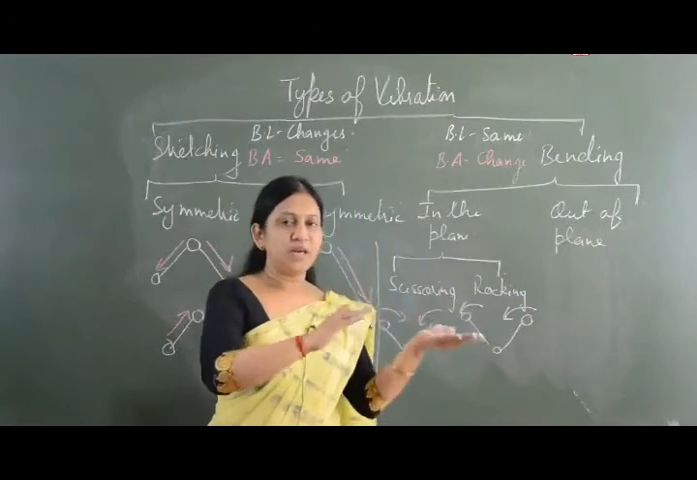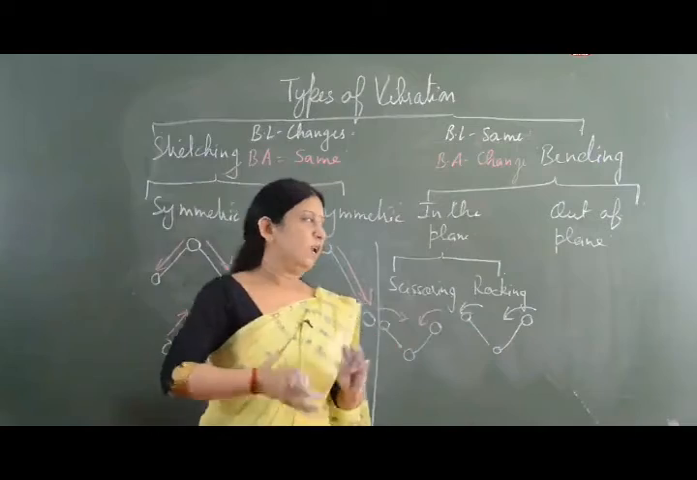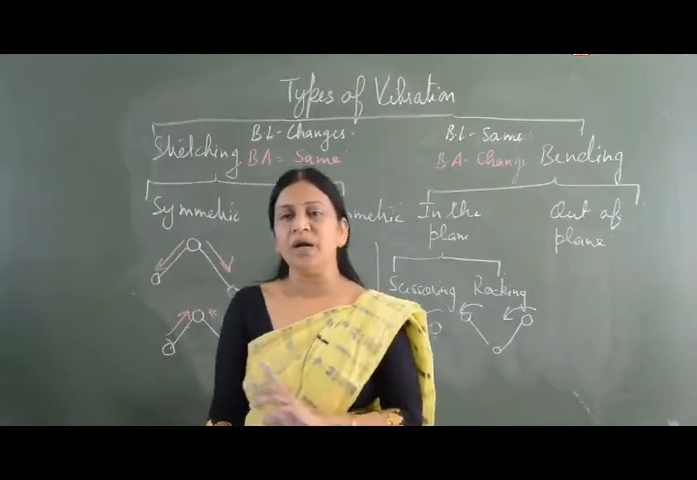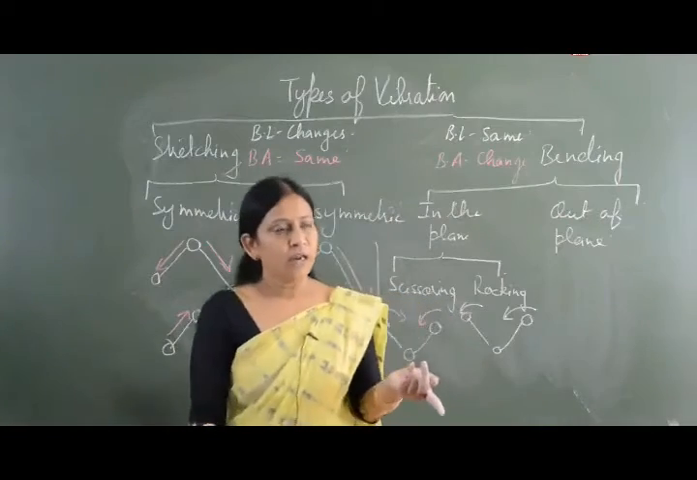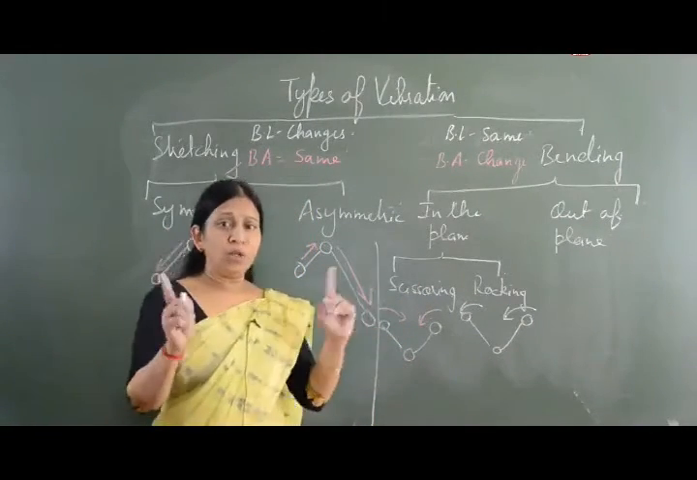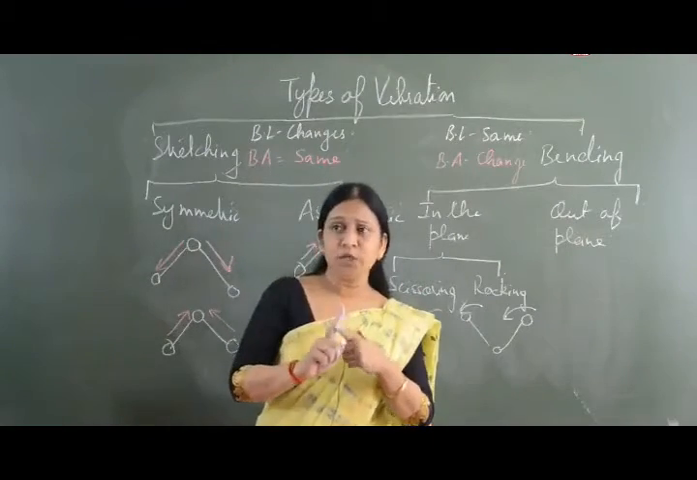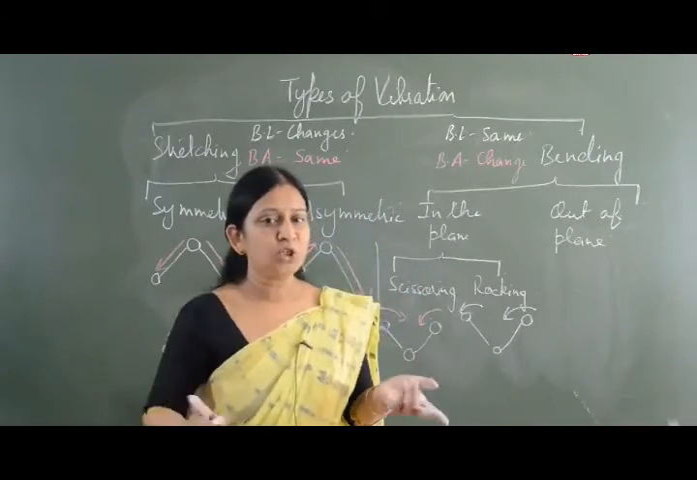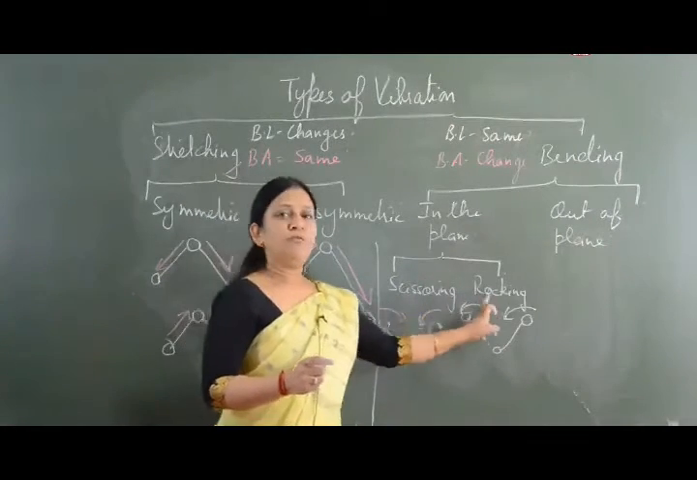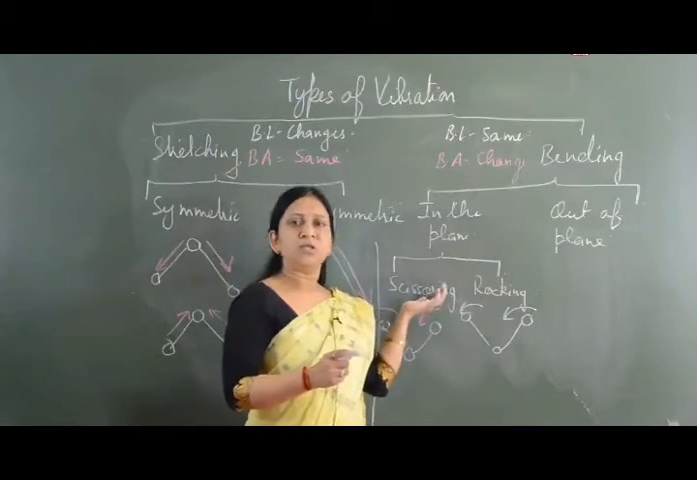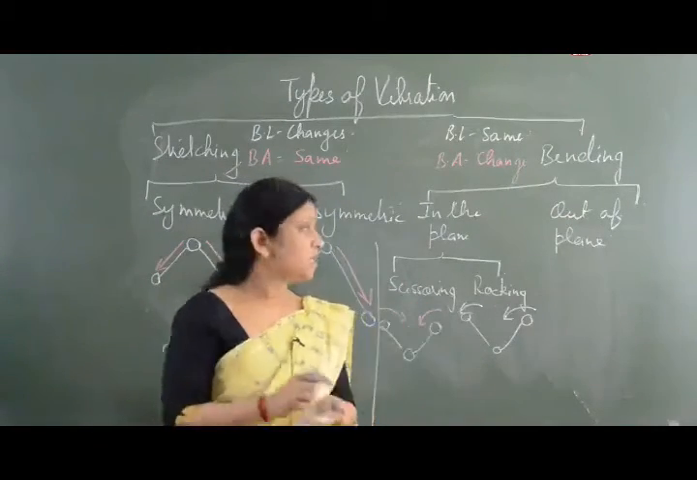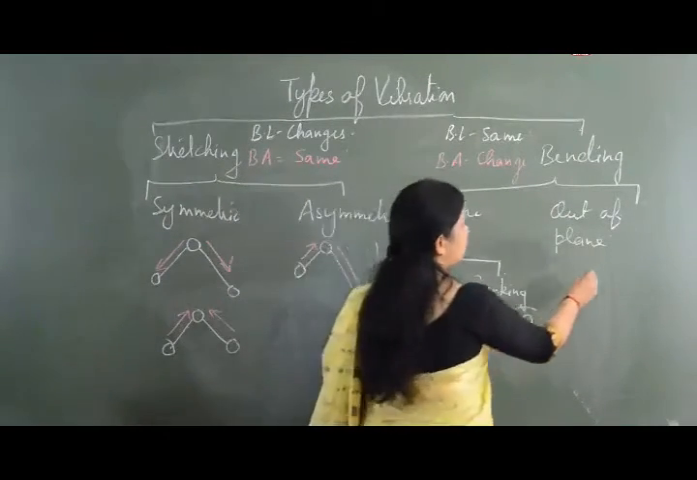Rocking means the two bonds are moving in the same direction, either towards the left side or towards the right side. So rocking means the bonds are going to move in one direction, either right or left. And in case of scissoring, the bonds are going to move towards each other or away from each other, just like a scissor. If we compare the frequencies of the two, for scissoring we require higher frequency because the bonds are moving in opposite directions.